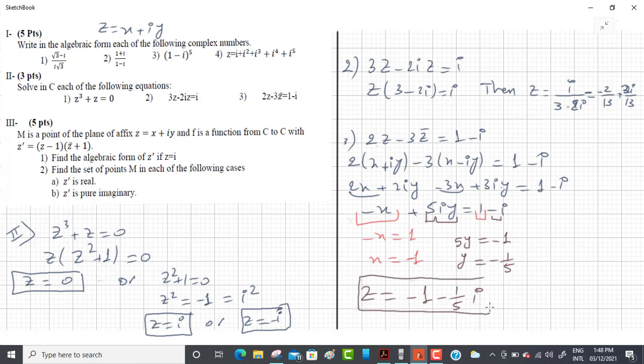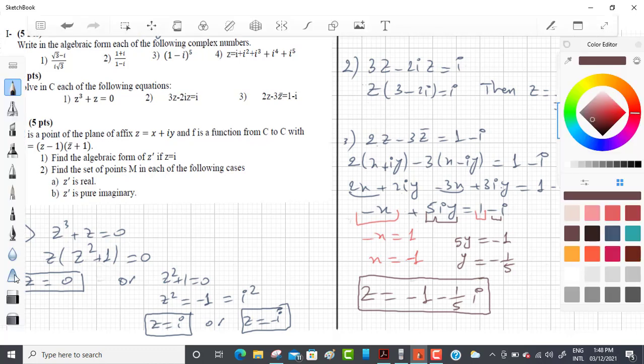Any equation with z and z bar included in it must be solved by replacing z by x plus iy and z bar by x minus iy. Well, in other cases, I can either factorize or solve in a normal way, as I sometimes solve a first degree equation or a second degree equation. It depends on the equation itself.